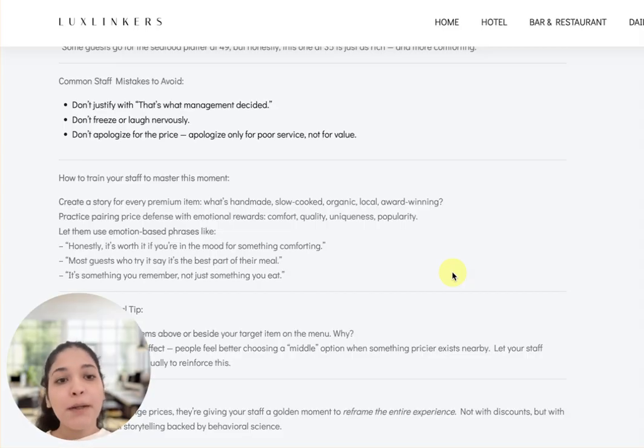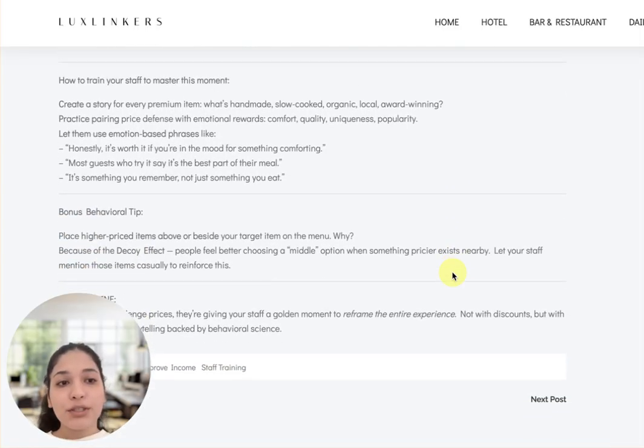So, how to train your staff to master this moment. Create a story for every premium item. What's handmade, slow cooked, organic, local, award winning. Practice pairing price defense with emotional rewards: comfort, quality, uniqueness, popularity. Let them use emotion based phrases like, honestly, it is worth it if you are in the mood for something comforting. Or, most guests who try it say it is the best part of their meal. Or, it is something you remember, not just something you eat.